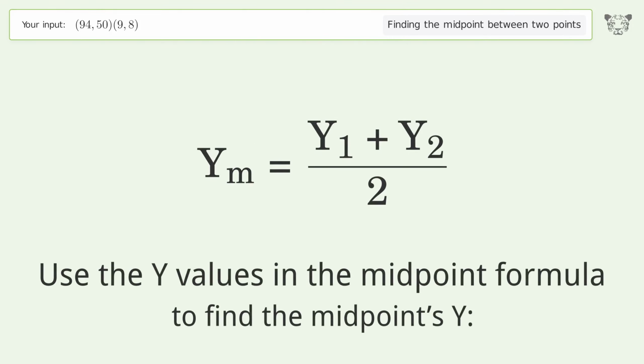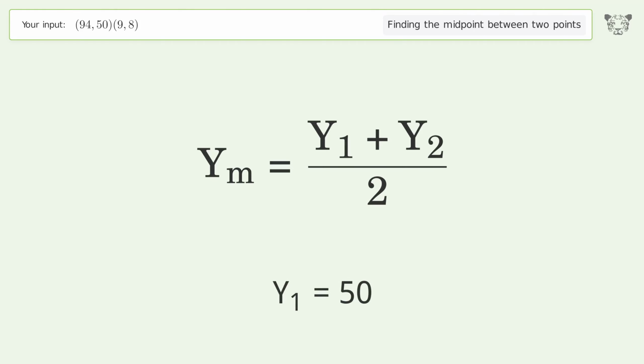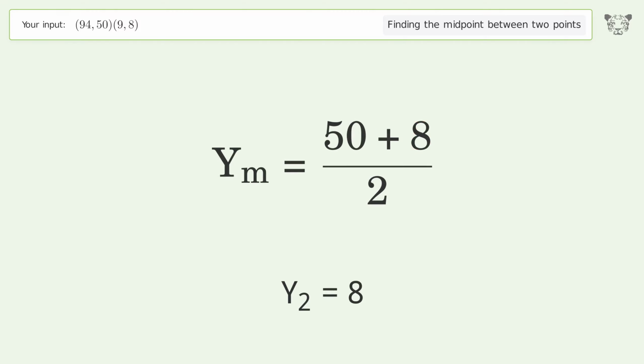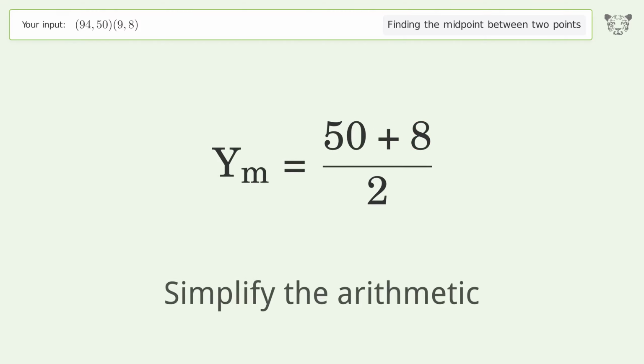Use the y values in the midpoint formula to find the midpoint's y. y1 equals 50. y2 equals 8. Simplify the arithmetic.